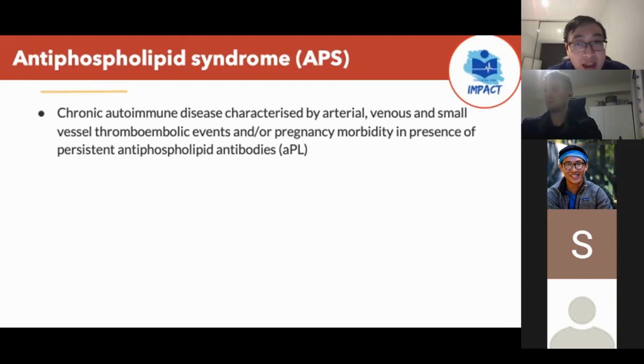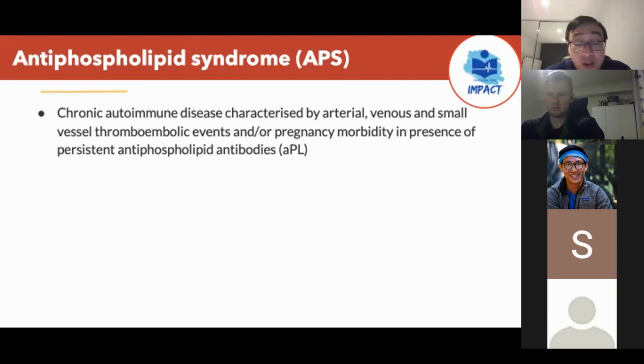Does anyone know what the three antiphospholipid antibodies are off the top of their heads? Yep, anticardiolipin, lupus anticoagulant, and one more. Yep, it's the long one. Yeah, anti-beta-2 glycoprotein 1 antibodies.